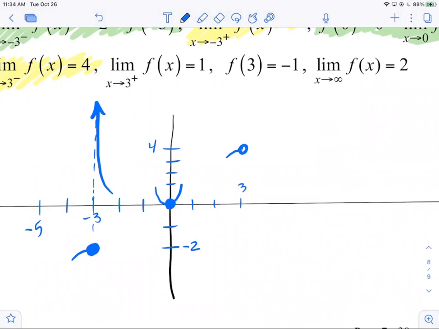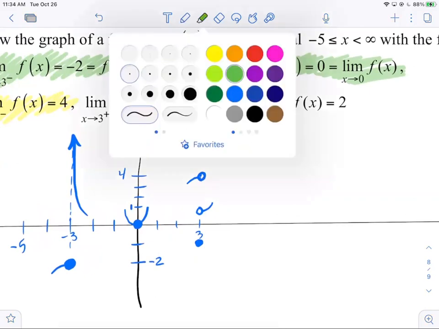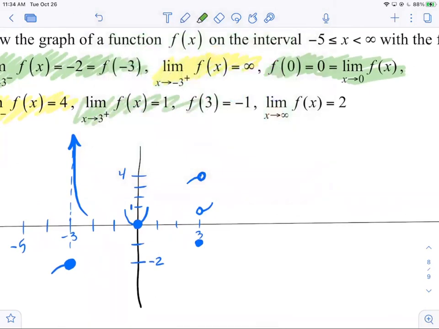The limit from the right of 3 is 1. So there's 1. I'm going to move this guy down here. And there's an open circle. And what the heck, I'll have it look like that. And then it says f of 3 is -1. So that's going to be right here. And that's the function value. So that takes care of those two pieces at 3.